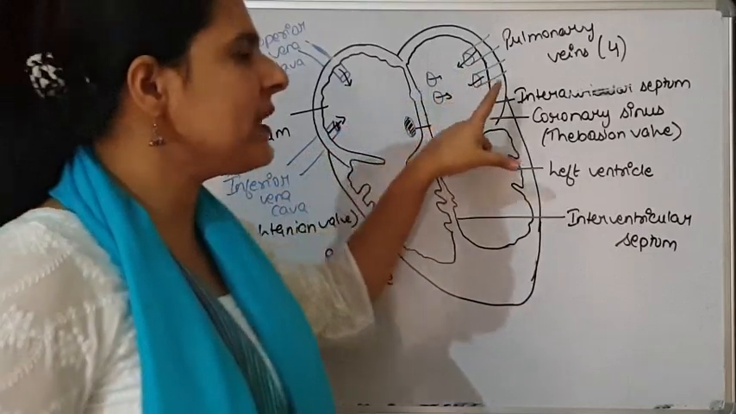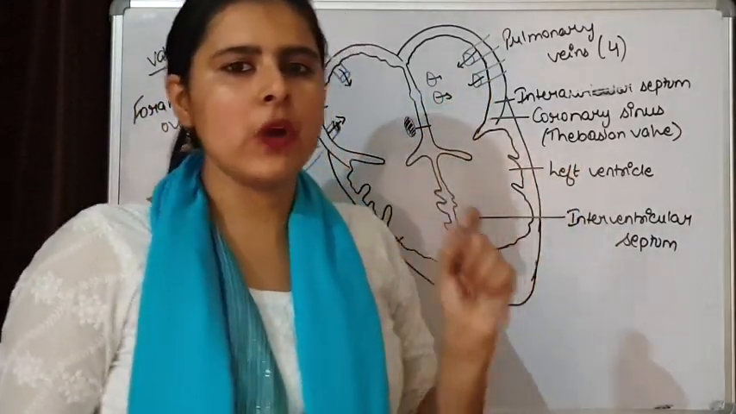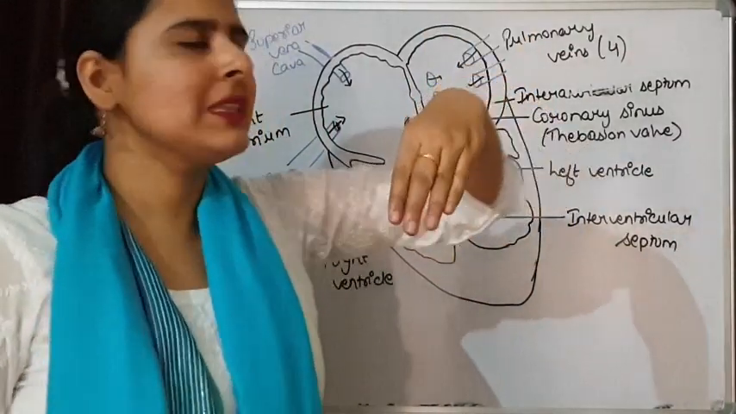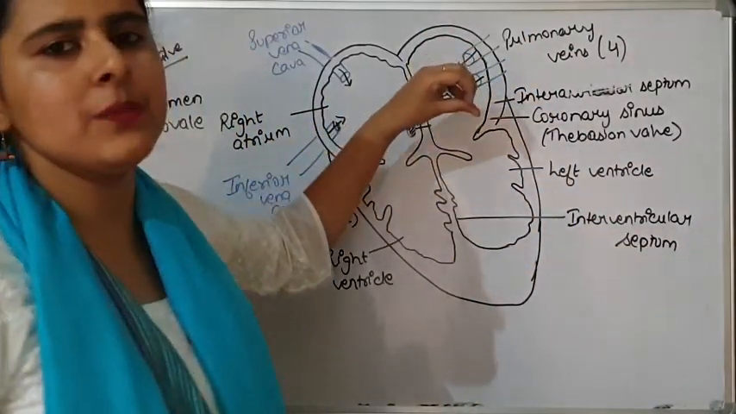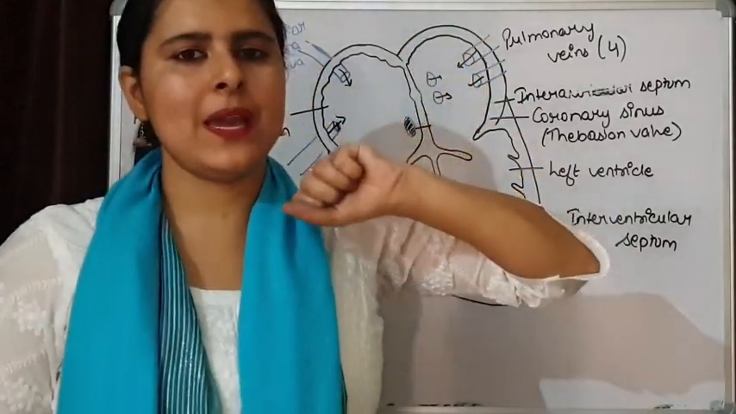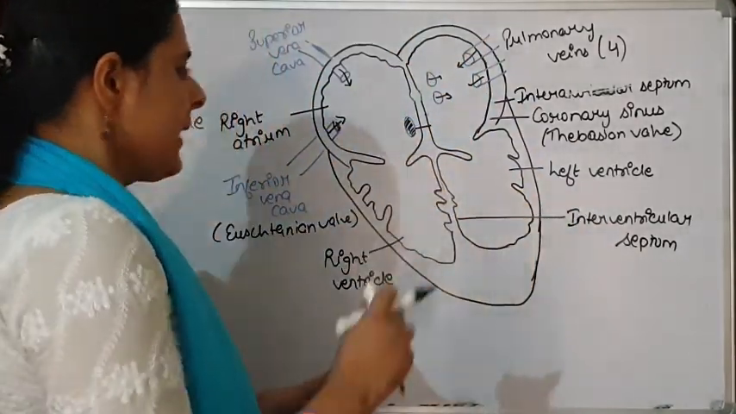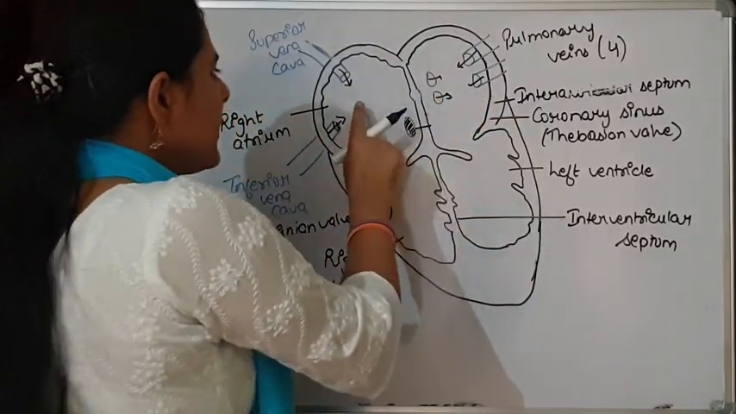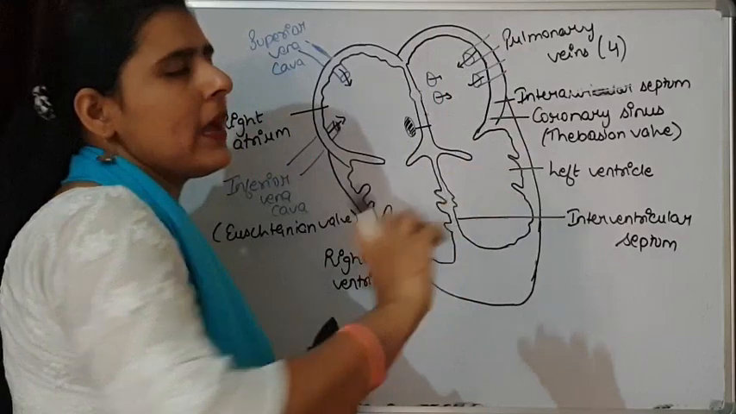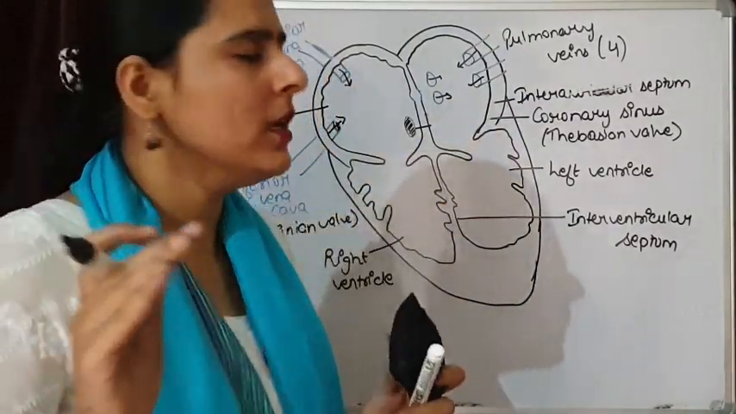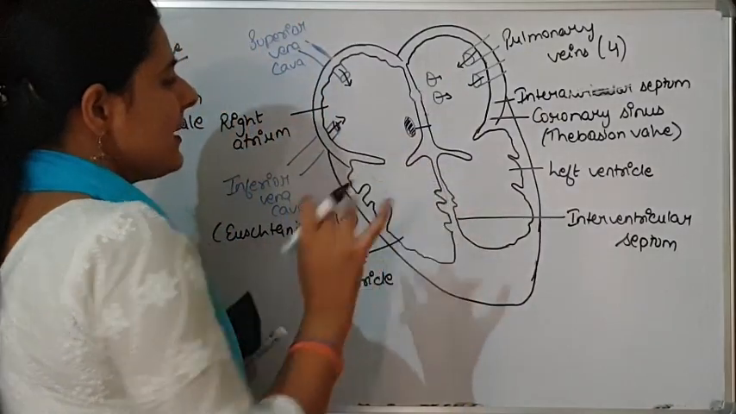These pulmonary veins are also not supported by valves, because here also the angle is such that when contraction of the left atrium takes place, these openings are going to close by themselves. This is the left atrium. As compared to the right atrium, the left atrium is somewhat thicker in its walls. It is small in size, but thick in its walls. Now let's discuss the next structures.